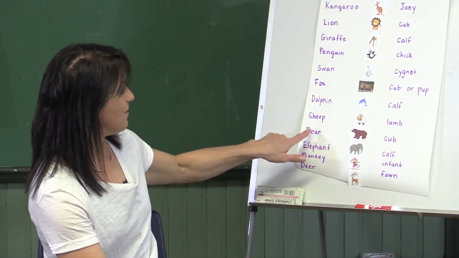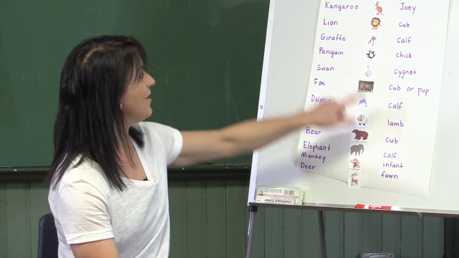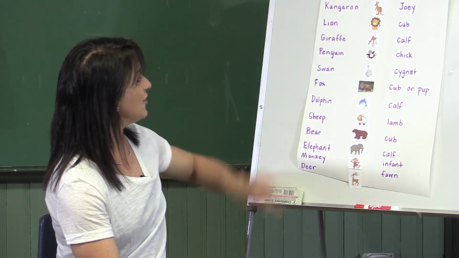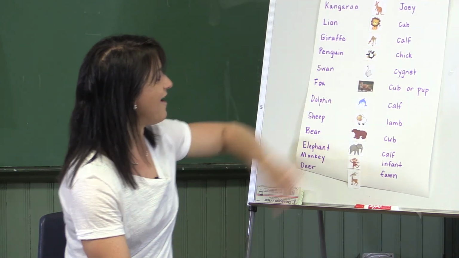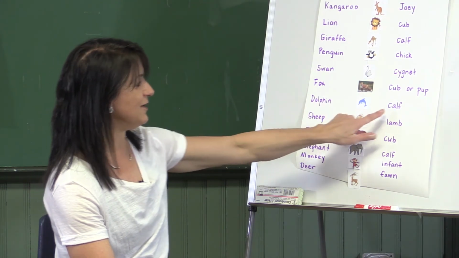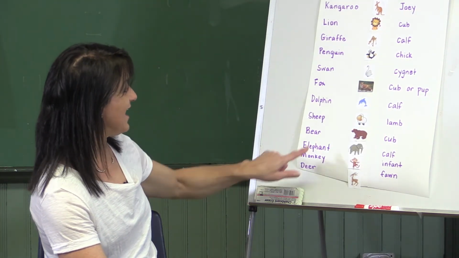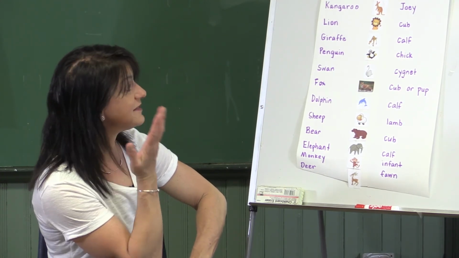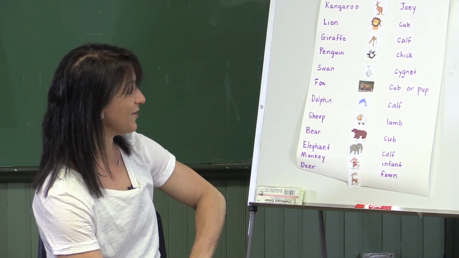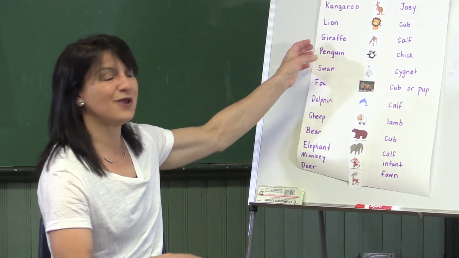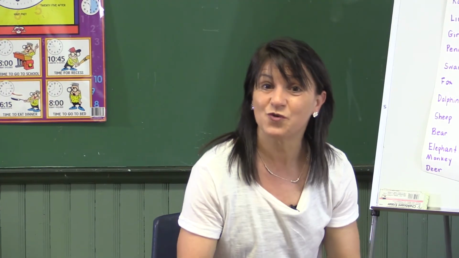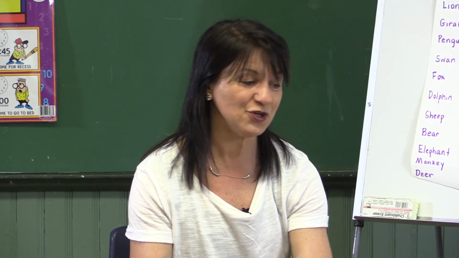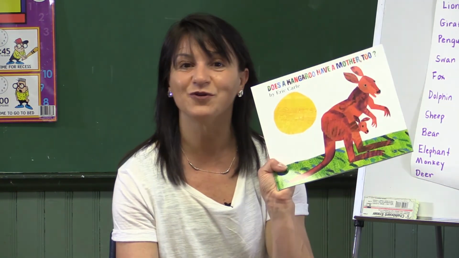And if you look, a bear baby is called a cub. A lion baby is called a cub also. A giraffe baby is called a calf, and a dolphin baby is called a calf, and an elephant baby is called a calf. So some of them are similar, some of them are different. Okay? All right, so I hope maybe you want to do some more research on all of these different animals, but I hope that you enjoyed Does a Kangaroo Have a Mother Too?